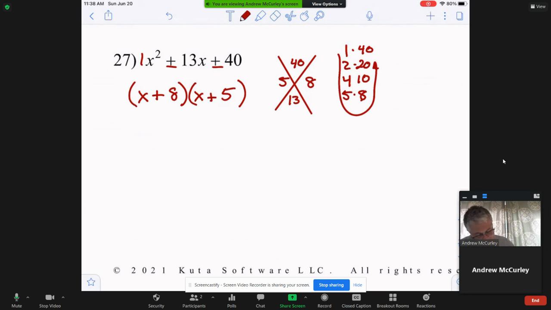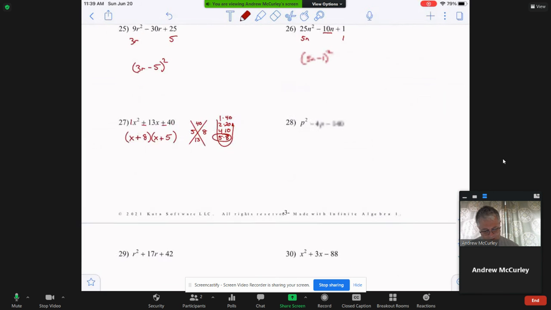How do they add up? The one that adds up to 13? That one right there. Now, if that was a minus 40, you have to see which one has a difference. One has to be positive, one has to be negative. All right, let's keep going on that.